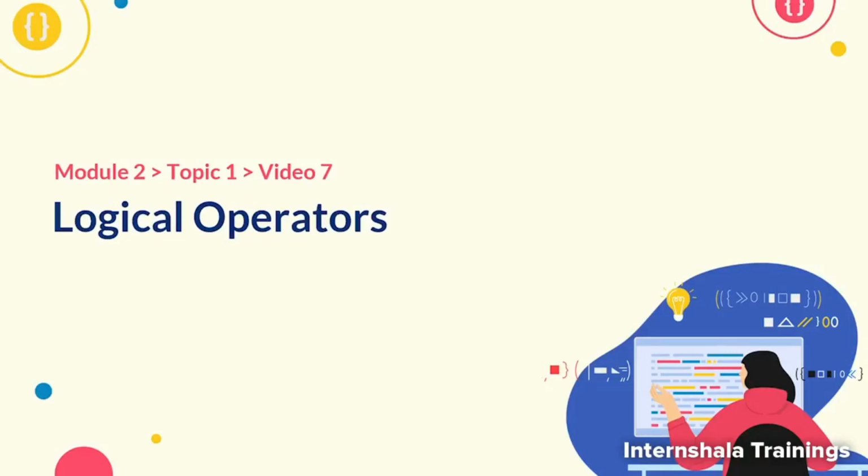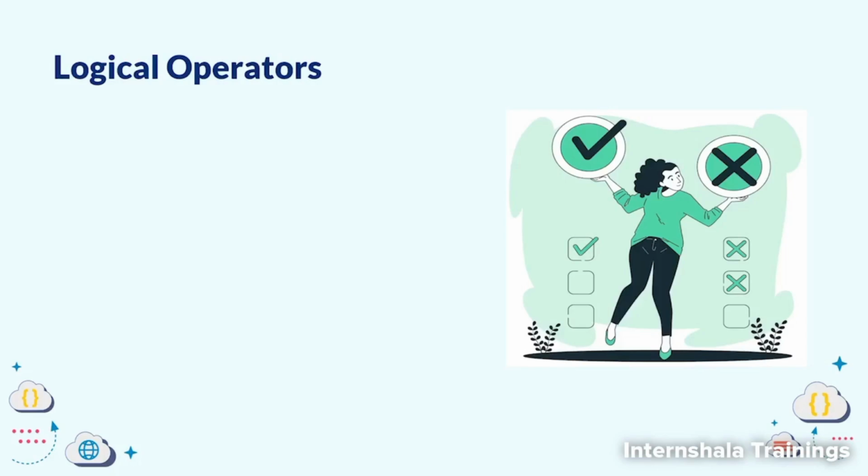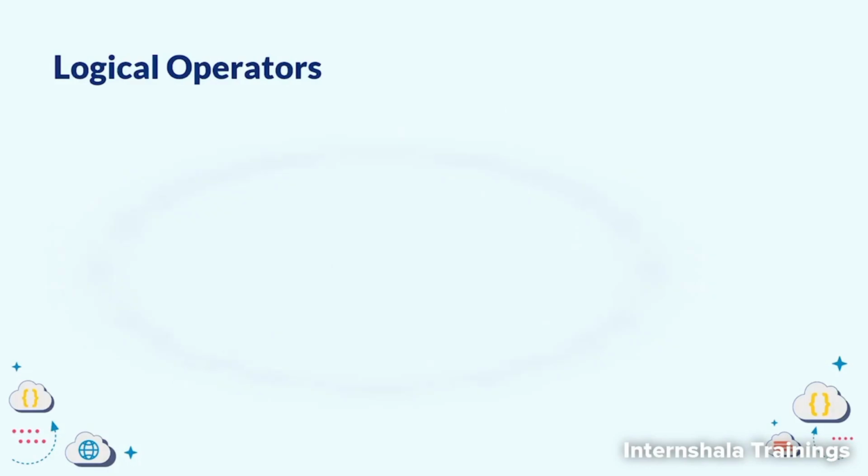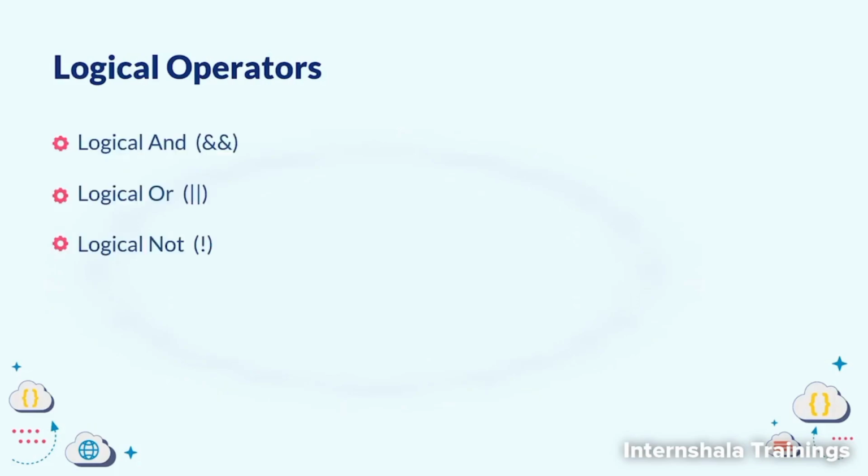In this video, we are going to learn about the logical operators. Let us first understand what logical operators are. These operators are used to check whether an expression or combination of expressions is true or false. There are three logical operators in Java, which are logical and, logical or, and logical not. Let us explore each of these one by one.